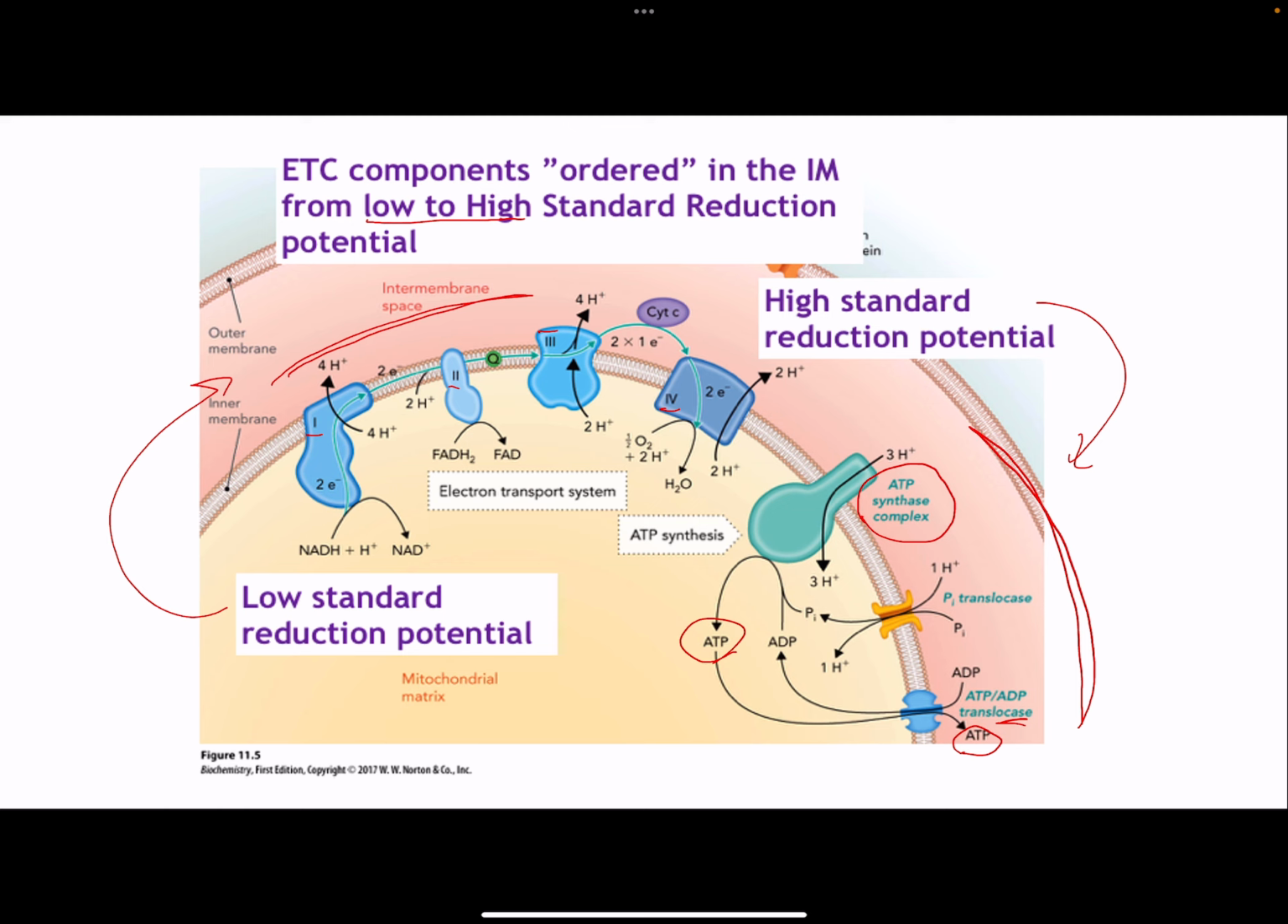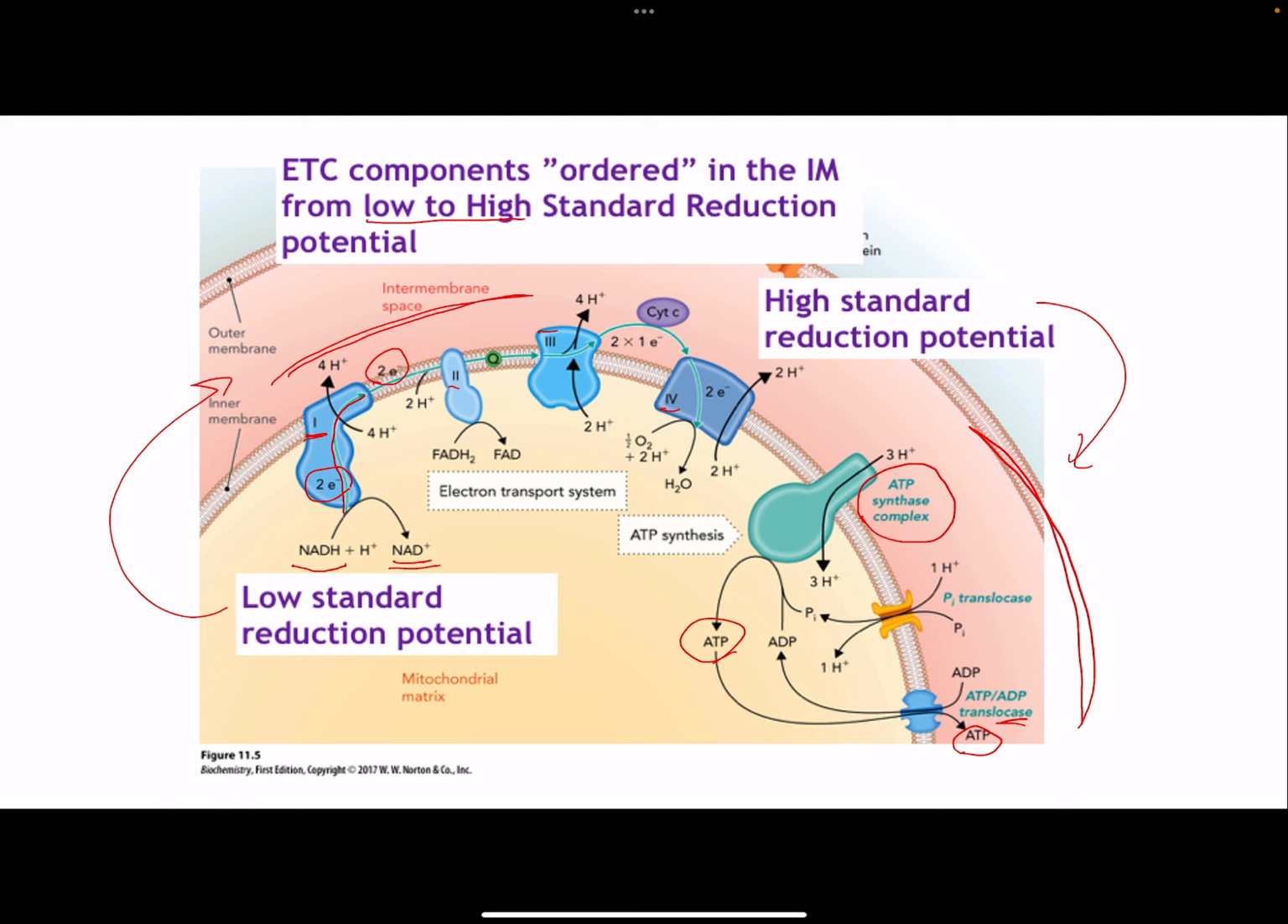So if we look at all of these different ETC components, let's just go through in kind of coarse detail what's really happening here. As you can see, complex 1 is going to be the start of this. This is going to be the lowest standard reduction potential of all these complexes in this series. And here we have an NADH being oxidized to an NAD+. So here we're going to have these 2 electrons that are taken from the reduced form of this coenzyme, and these are going to pass through complex 1.